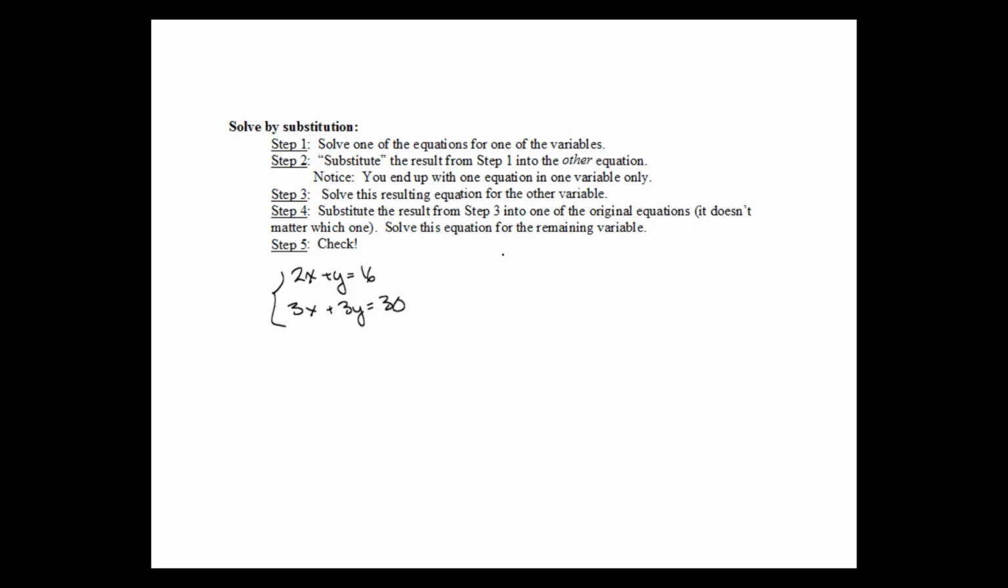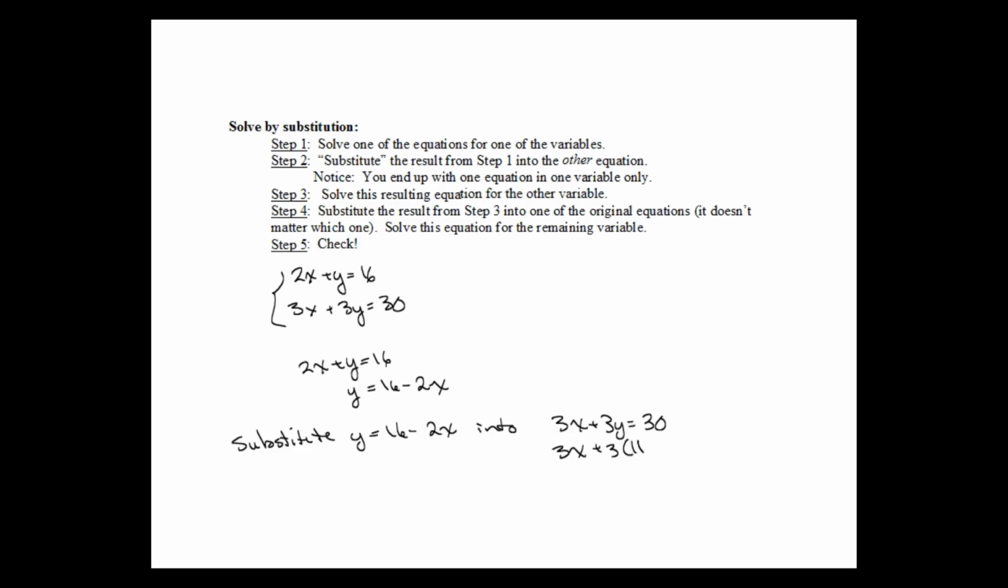Okay, so let's solve the first equation for y. So 2x plus y equals 16. Let's subtract 2x from both sides, and now we get this. And now what we are going to do is put that into the other equation in place of the y. And so that gives me 3x plus 3 times (16 minus 2x) equals 30.